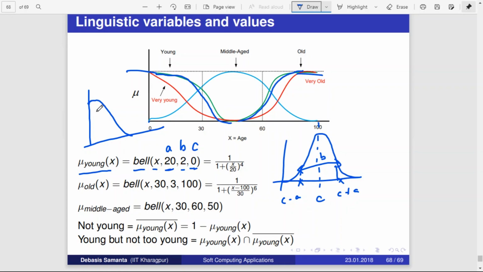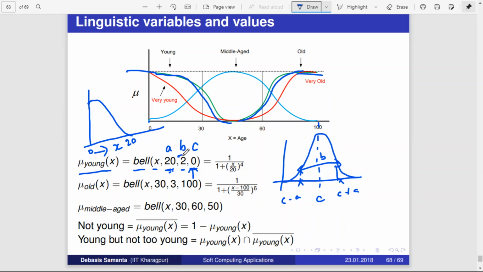Because here we are discussing young, and young is connected with age, the x-axis is connected with age. Anyway, you cannot have an age less than 0, but starting from 0 you have to consider as young. So this c is 0, and how much maximum can we take for young? Maybe 20, so this is 20.